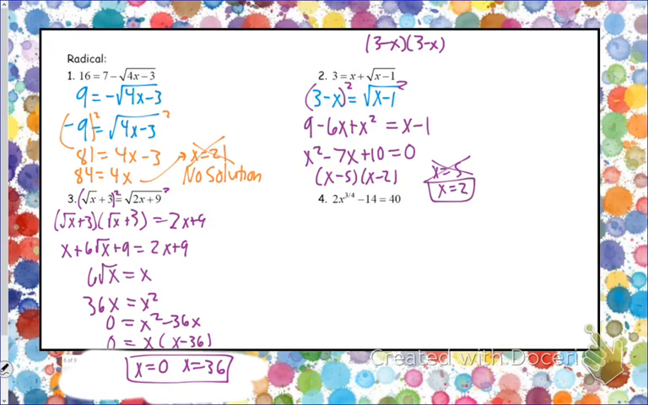All right, the last one is one very similar you guys had in a performance task a while ago that a lot of you made a little bit more difficult than you needed to. So again, goal here is to get the x by itself, so I'm going to add 14, divide by 2.